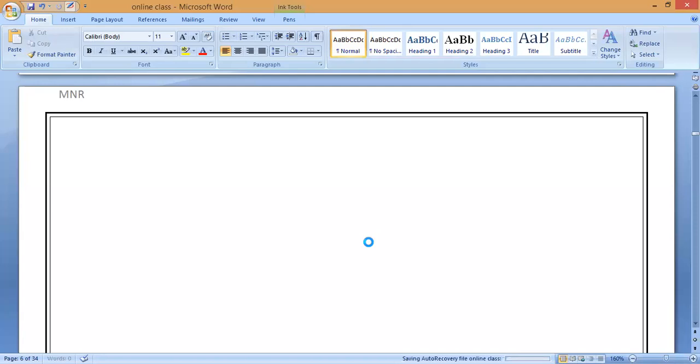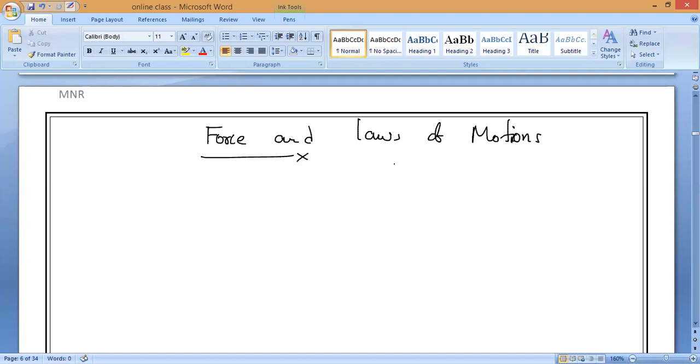So as we know, presently we are studying chapter number 2 in physics. What is the chapter? Force and laws of motion. Yes or no? So that is what we can say, laws of motion. Also we can call it Newton's laws of motion. So in this chapter, we are going to study 3 laws of Newton, which have been given to describe the motion of a body. That is what we can say, Newton's laws of motion.